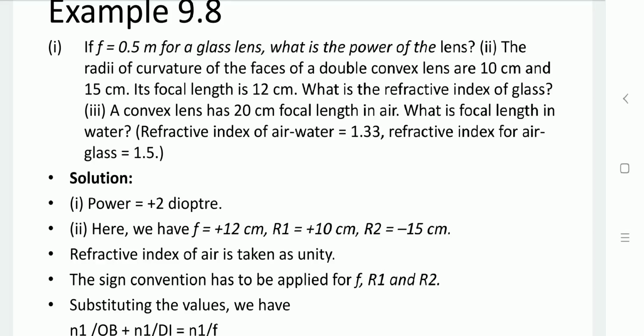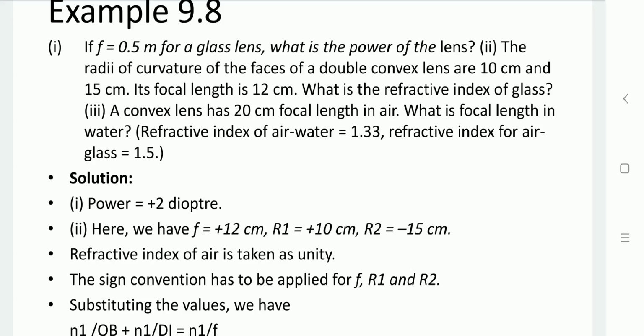Here in the first case f is given, that is 0.5 meter. We want to determine the power of the lens. Then the power of the lens P equals 1 by f. So 1 upon 0.5 equals 2 diopter.